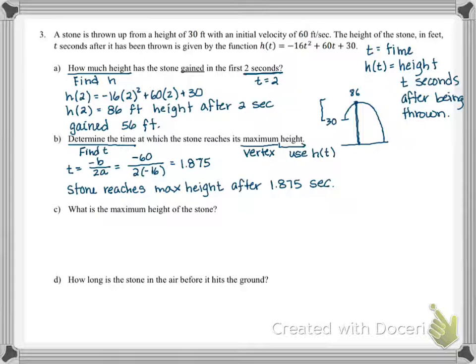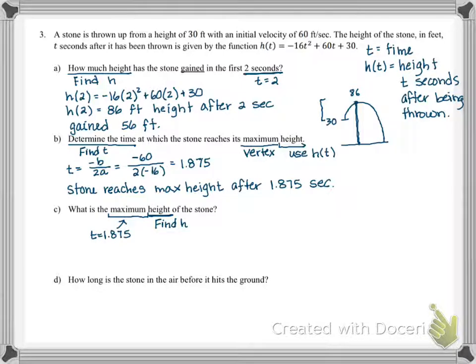Next, I want to find the maximum height of the stone. So, what is the height? I want to find h. I see maximum. And now I know that anytime I'm doing anything regarding the maximum height, I know what? It's the vertex, and it occurs at 1.875, right? So any question I read at this point that talks about maximizing height, I'm immediately like t is equal to 1.875.